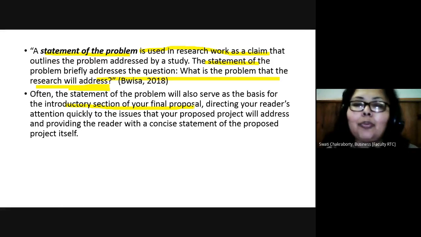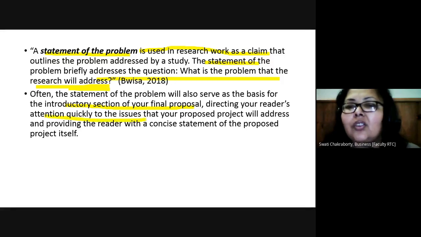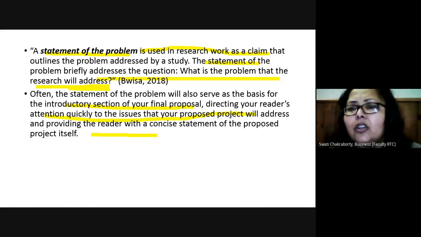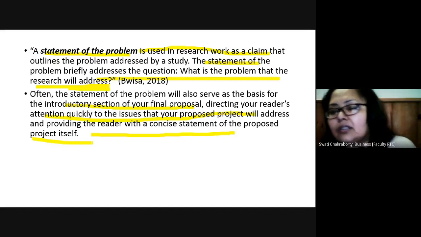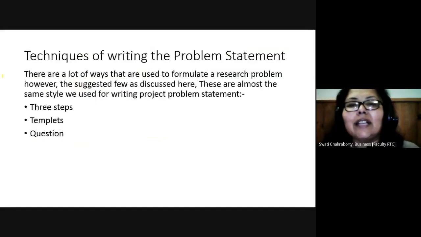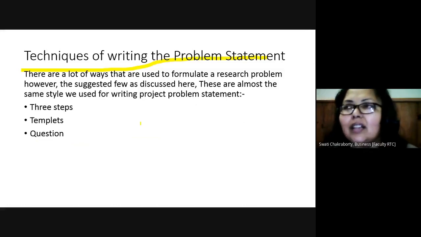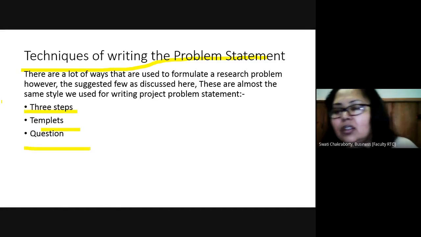It will help your reader to quickly focus their attention on the issues that your project will address. And it will also help your reader with a concise statement of the proposed project itself. Okay. So the techniques for writing the problem statement, we have discussed this when we were talking about project. There are 3 steps. One is the 3-step method, second is templates, and third is the question method.